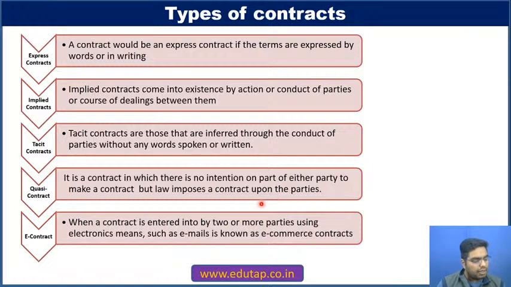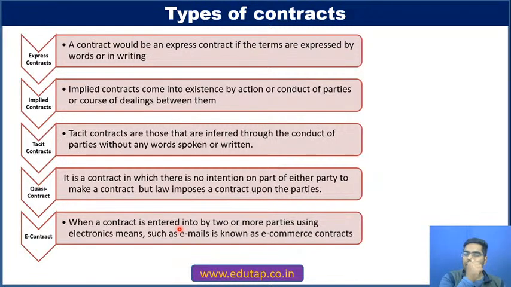Next is e-contract. When a contract is entered into by two or more parties using electronic means such as emails, that is known as an e-commerce contract. So these days, all the contracts are done through emails or through WhatsApp. If you are using digital means for making a contract, then it will be your e-commerce contract.